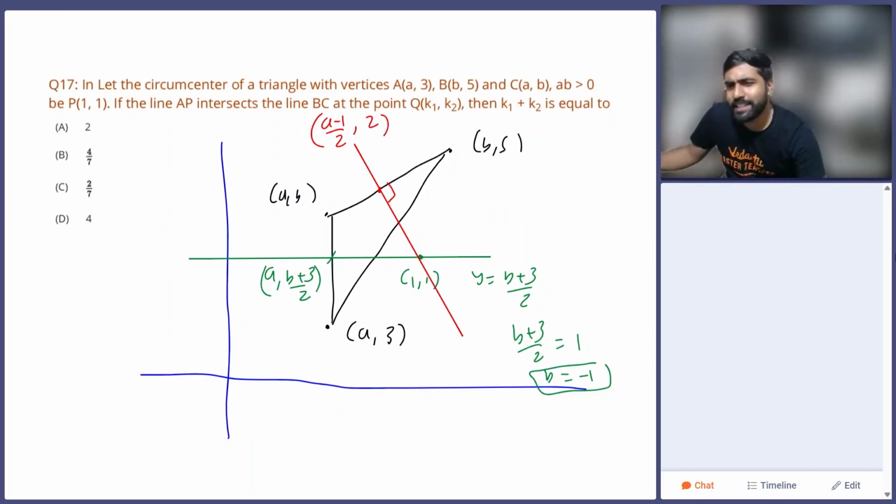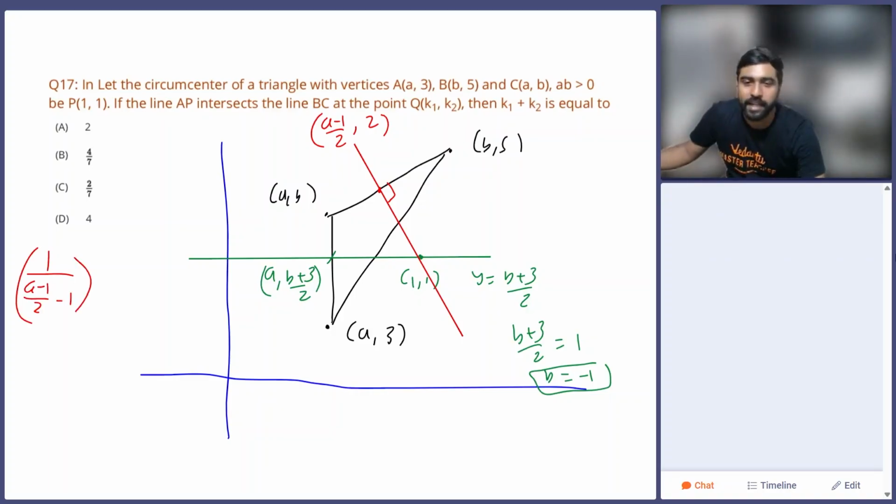So now can I say that these two lines are perpendicular: (1, 1) to (a minus 1 by 2, 2), and (a, b) to (b, 5)? These lines are perpendicular, so let's get the slopes. So I'll get 2 minus 1, that is 1, divided by a minus 1 by 2 minus 1.